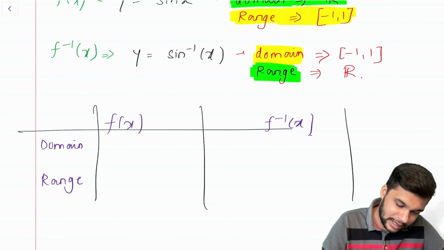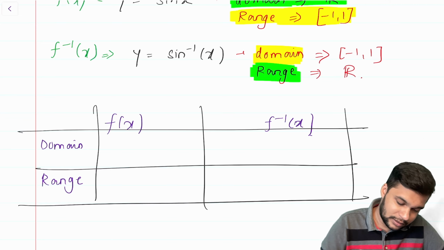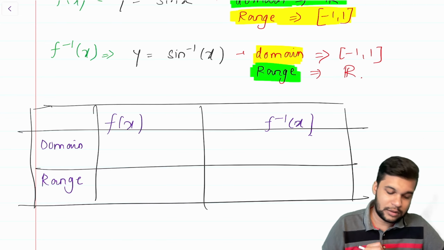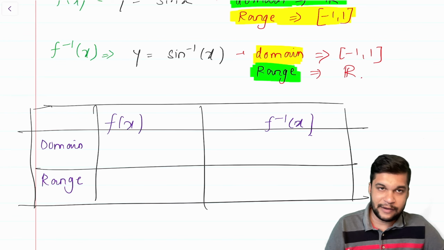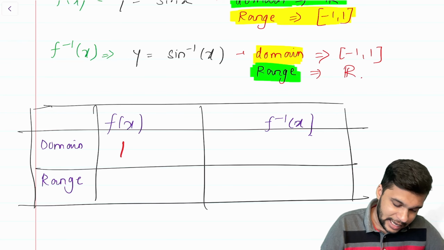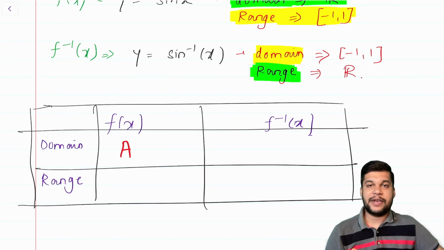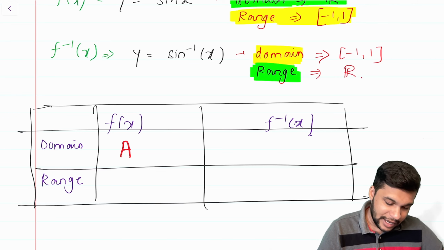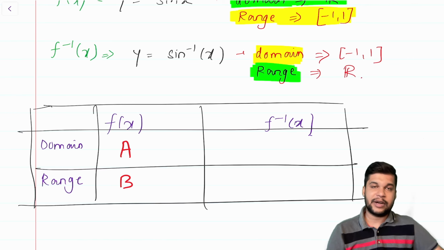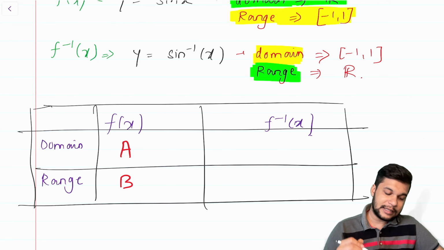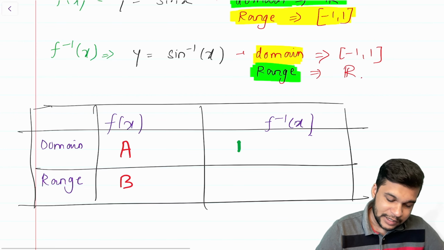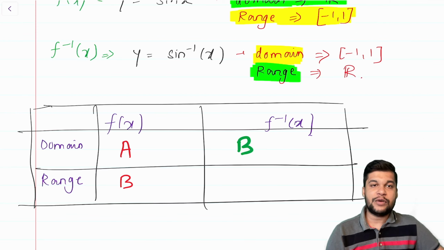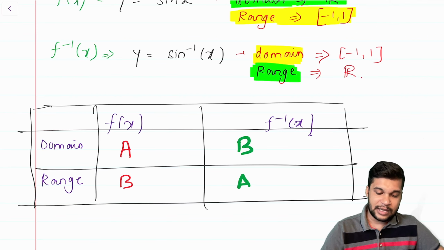And this will be an easier way for you to remember. Let's say the domain of f(x) is A, and the range of f(x) is B. Then what is the domain of f inverse of x? The domain of f inverse of x will be B, and the range of f inverse of x will be A.